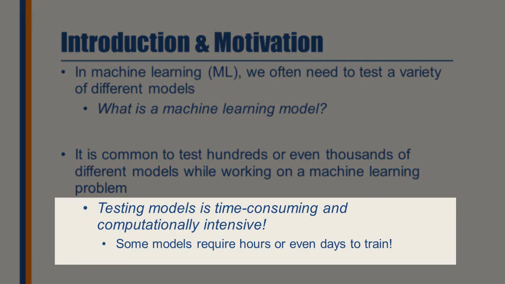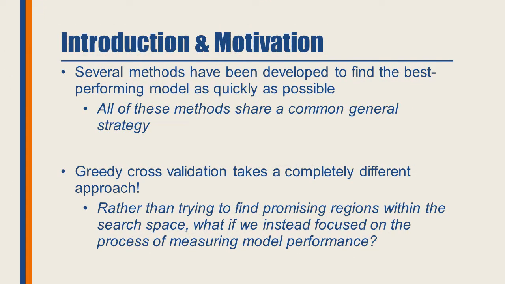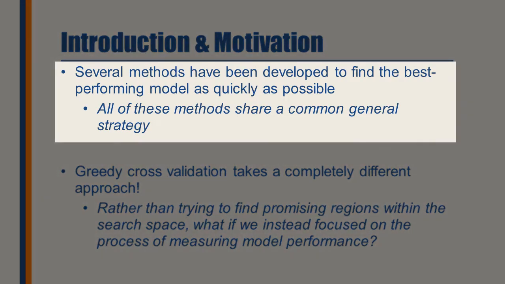This is problematic because testing model variance is both time-consuming and computationally intensive, and can hence be very expensive. Some state-of-the-art machine learning models, for example, can take hours or even days to train. Since testing a large number of models can be time-consuming and expensive, many researchers have considered the problem of how to find the best performing model as quickly as possible.